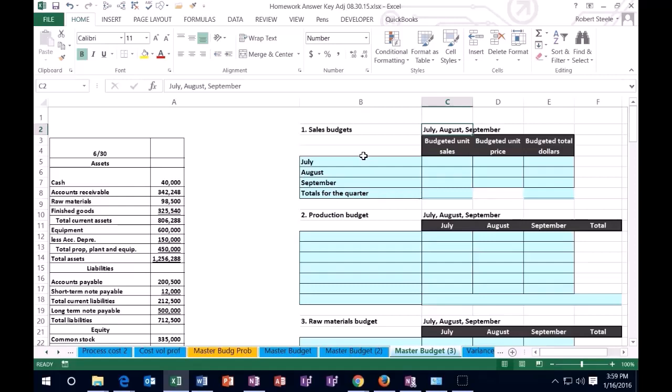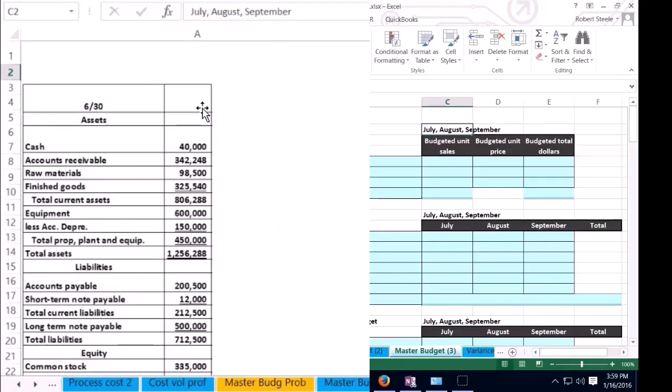So first we have what happened in the past. So that's going to, of course, be the balance sheet as of 6/30. So that's going to be our beginning numbers that we're going to start off with. And then we're going to use those, of course, to budget to the future. So the balance sheet's going to be over here.